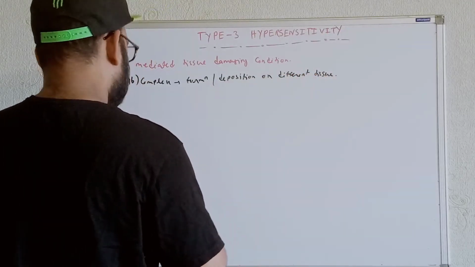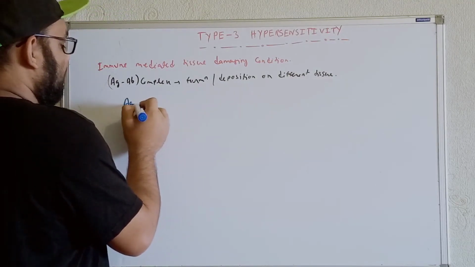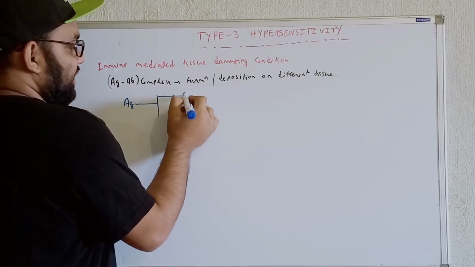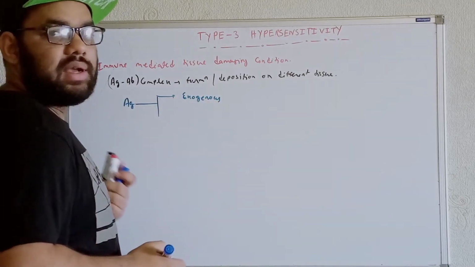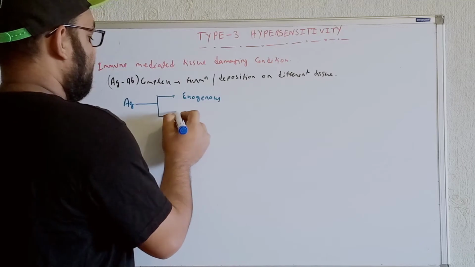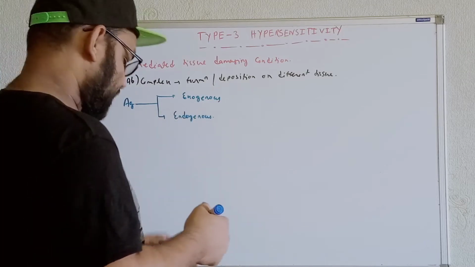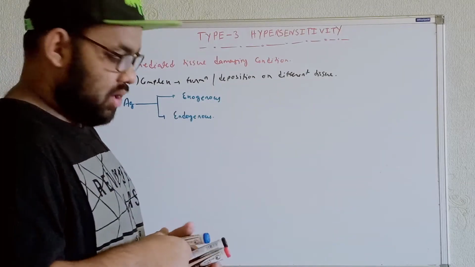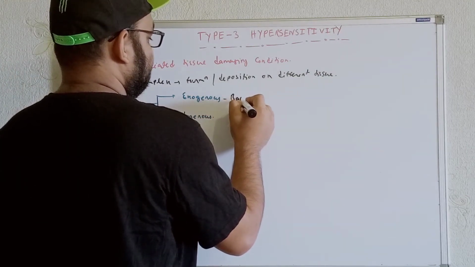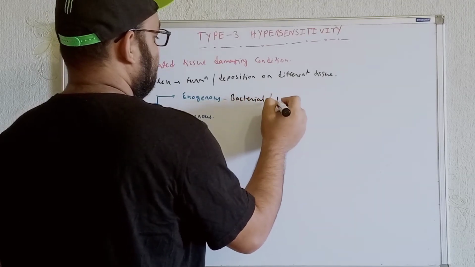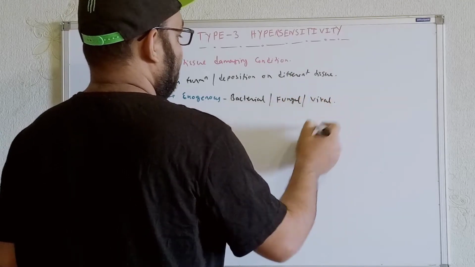Now, if we talk in terms of the antigens, they can be extrinsic or exogenous antigens, or they may be endogenous antigens. When we talk about exogenous antigens, we can talk about different kinds of microbes: bacterial antigens, fungal antigens, and viral antigens.